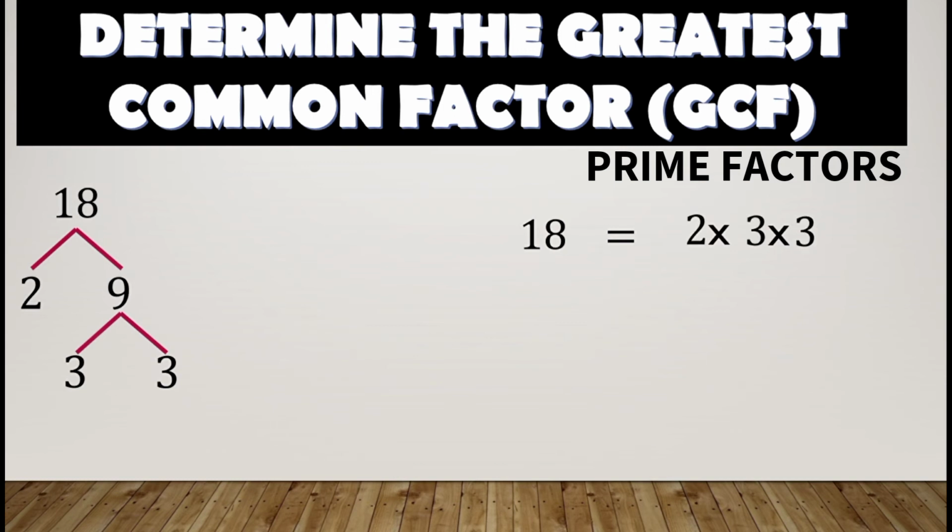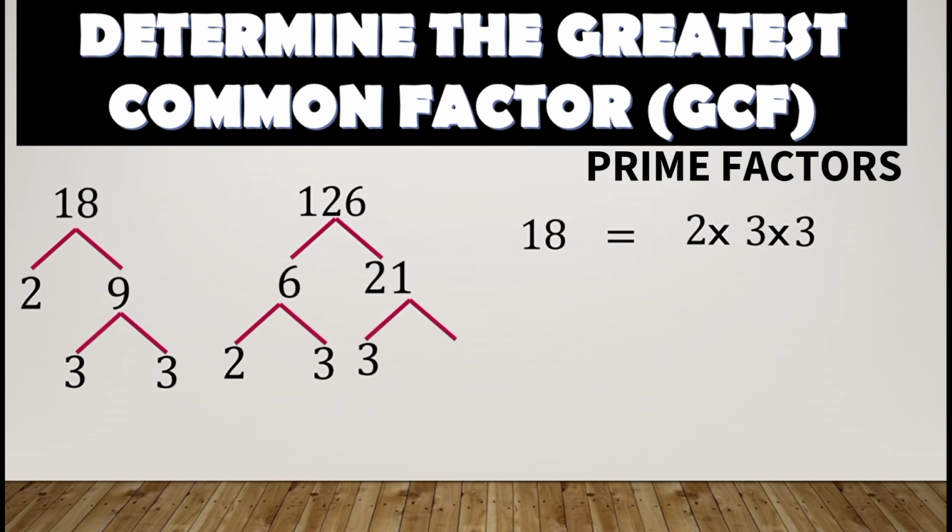On the other hand, 126 has factors of 6 times 21. 6 is a composite number. Prime factors of this would be 2 times 3, while 21 has factors 3 times 7. So to write factors of 126, we have 2 times 3 times 3 times 7.